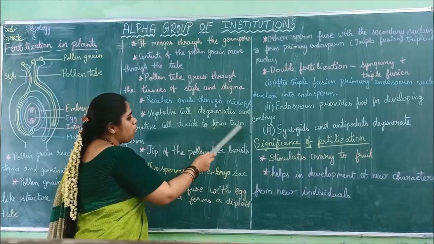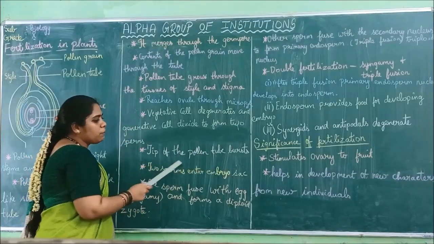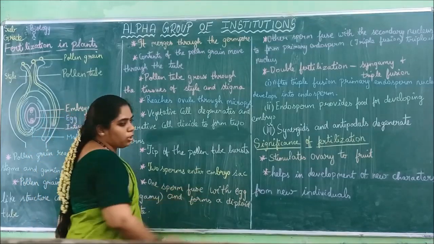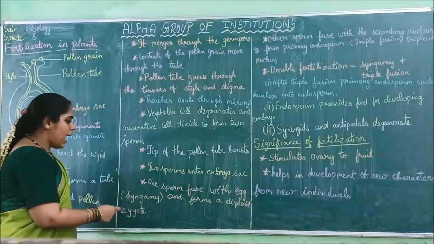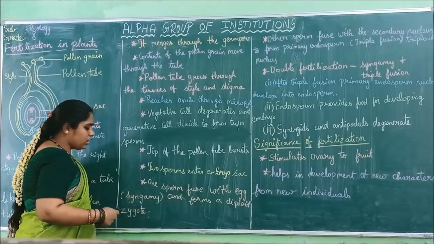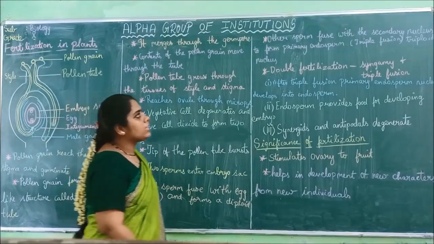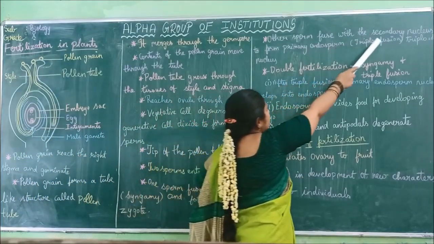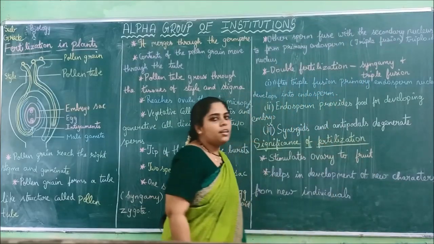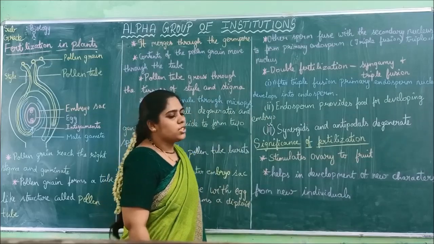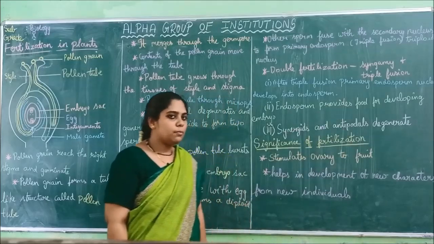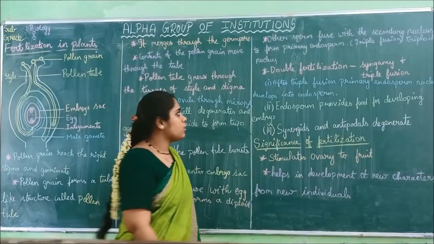The generative cell divides to form two sperms. The tip of the pollen tube bursts, and two sperms enter the embryo sac of the ovule. One sperm fuses with the egg to form a diploid zygote. This is called syngamy. The other sperm fuses with the secondary nucleus to form the primary endosperm, a triploid nucleus. This is called triple fusion. Since both fusions take place at a time, it is known as double fertilization.